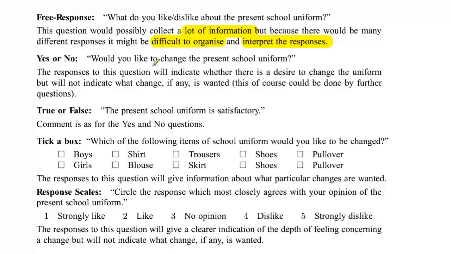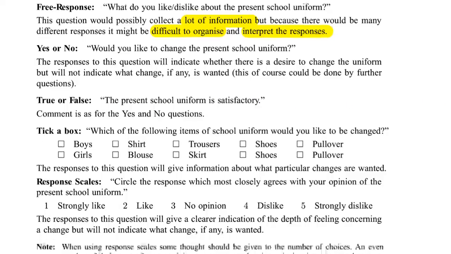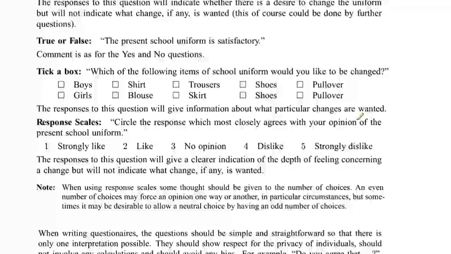A yes/no question, would you like to change the uniform? Quite clearly a yes or no. Problem with this one is that you don't collect a lot of information. It will indicate whether there is a desire to change, but it won't actually tell you what they want changed. Similarly to this one here, true or false, present school uniform is satisfactory, true or false. Once again, you know if people are happy or not, but not exactly what they don't like about it.